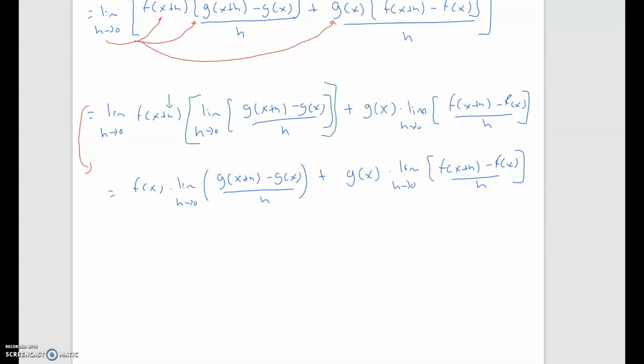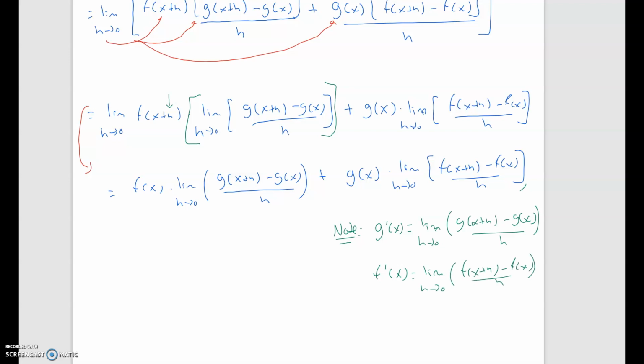I'm just going to say on the disclaimer that note g prime of x is equal to the limit as h approaches 0 of g of x plus h minus g of x over h, and then f prime of x is equal to the limit as h approaches 0 of f of x plus h minus f of x divided by h.